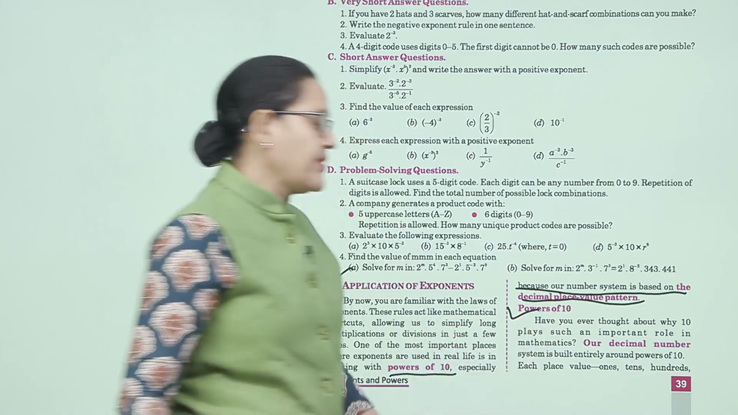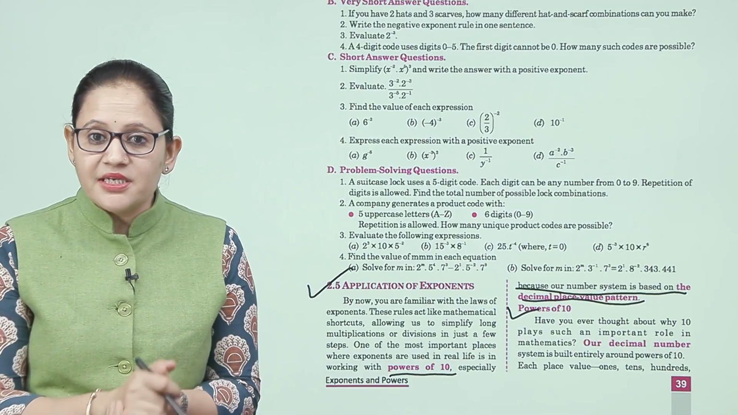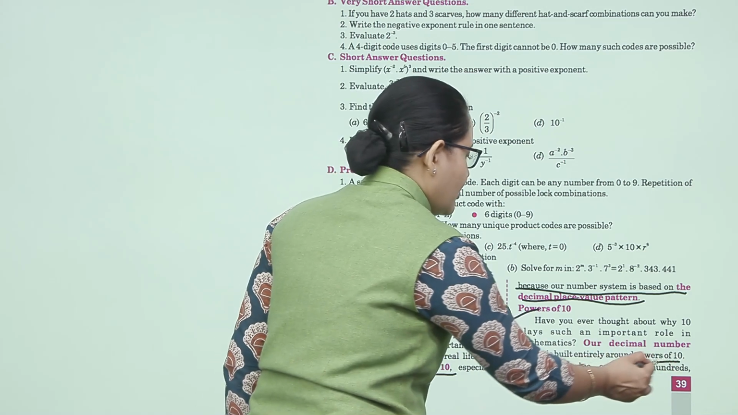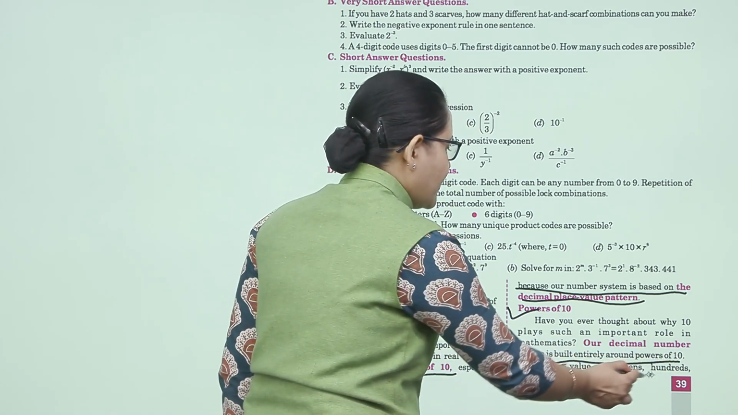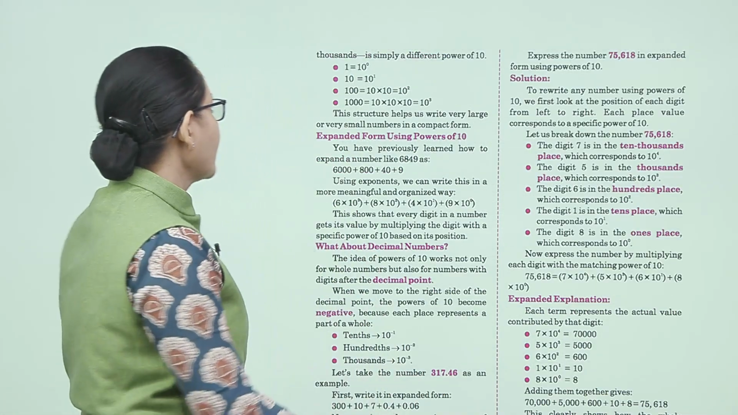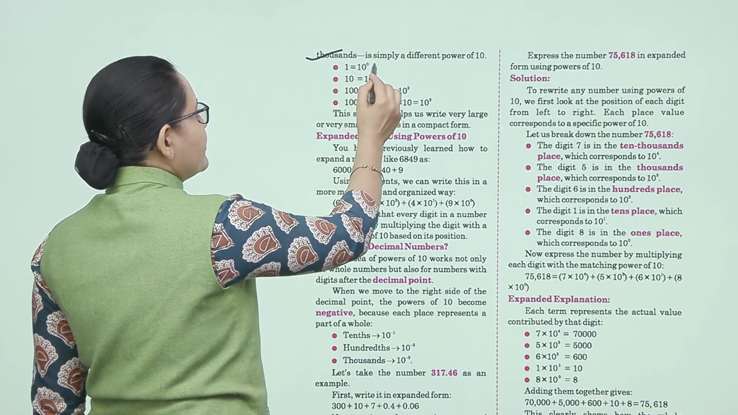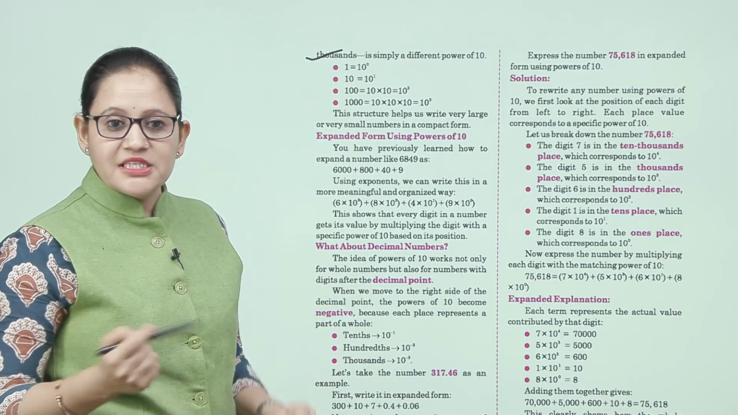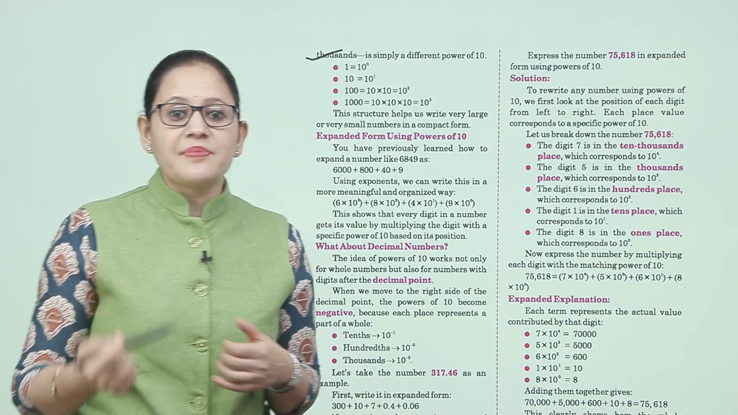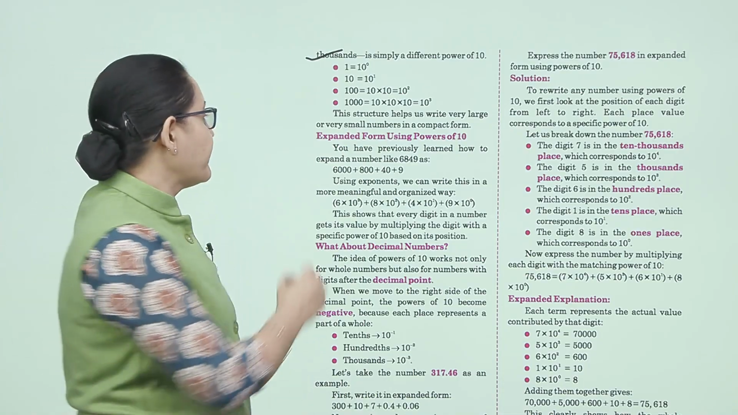Now, the power of 10. Have you ever thought about why 10 plays such an important role in mathematics? Our decimal number system is built entirely around the powers of 10. Each place value, ones, tens, hundreds, thousands, is simplified as a different power of 10. 10 to the power 0 means 1, 10 to the power 1 means 10, 10 to the power 2 means 100, 10 to the power 3 means 1000. This structure helps us to write very large or very small numbers in compact form.